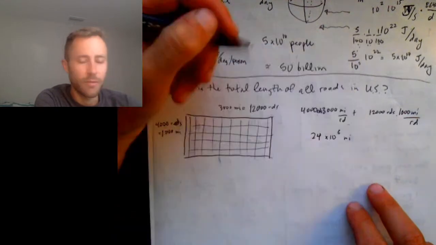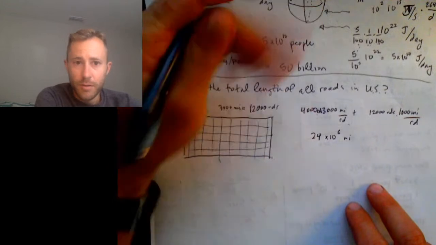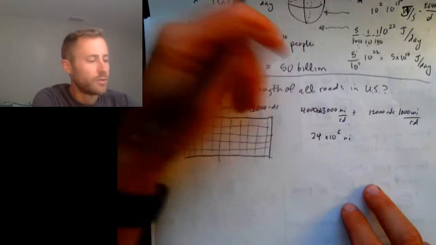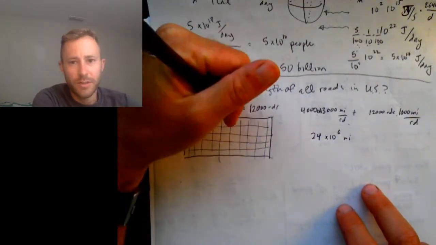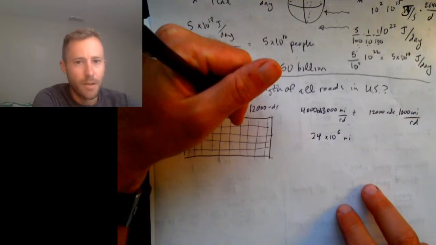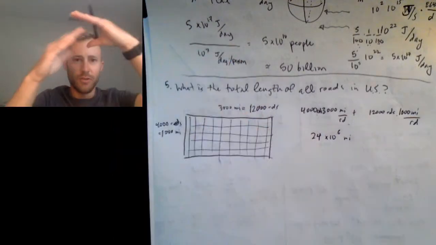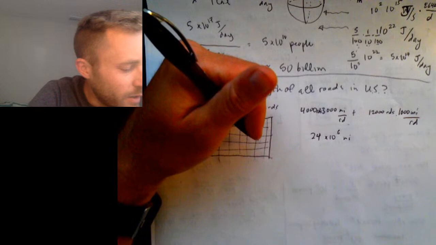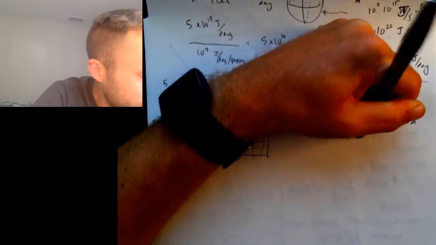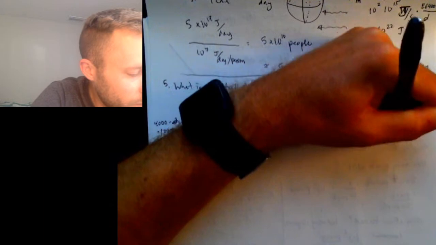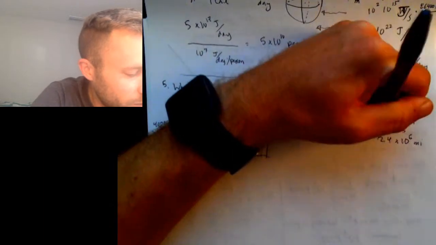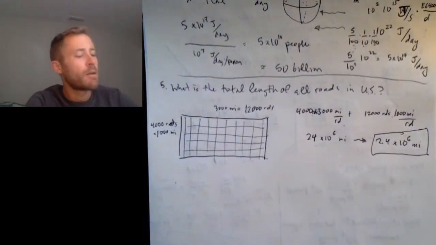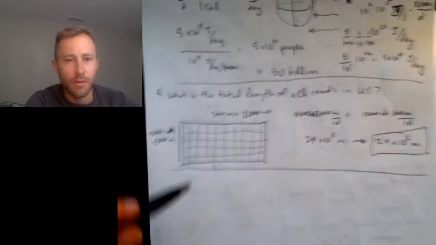miles of road. Okay, but that's kind of an upper limit because the United States obviously has a lot of empty space. So I'm going to estimate that roughly 10% of the United States is in a grid where there's lots of roads. Okay, so I'm going to divide that by 10, and what I get is 2.4 times 10 to the 6th miles of road in the United States. That's my estimate. Okay? So you can look it up. I don't know what the answer is.